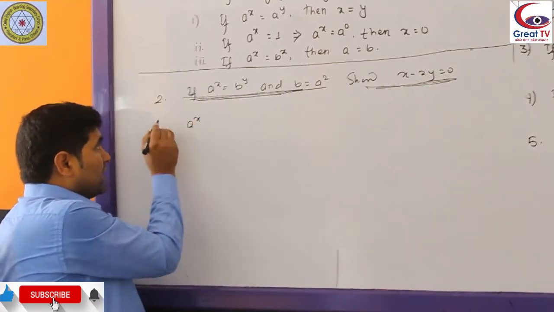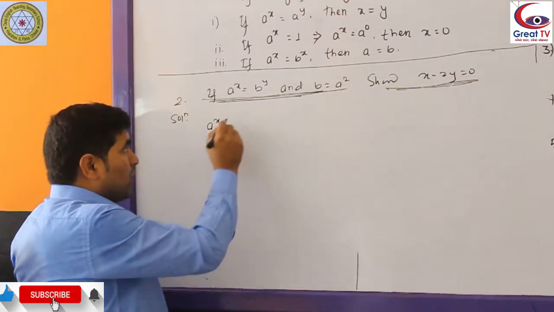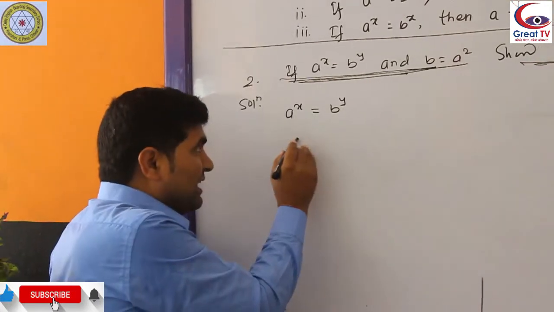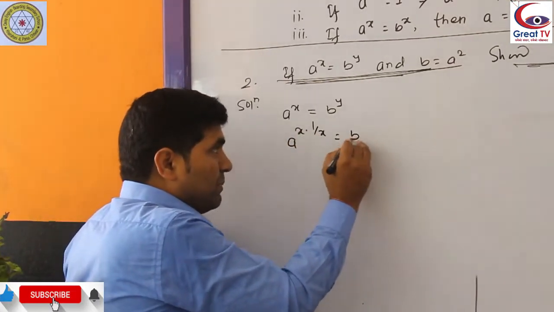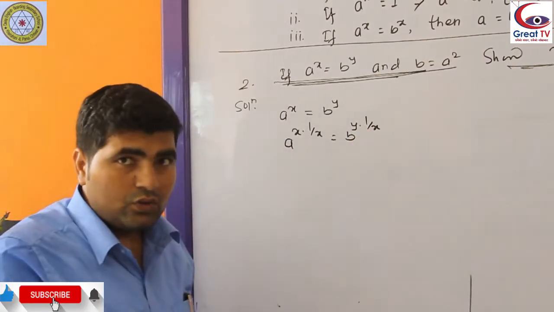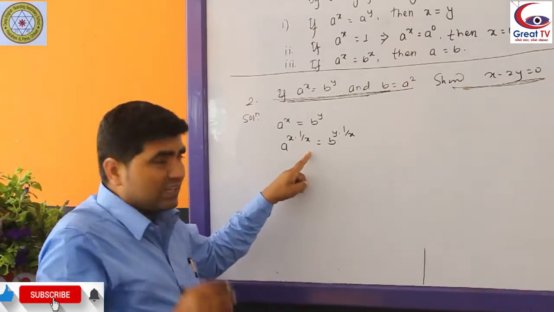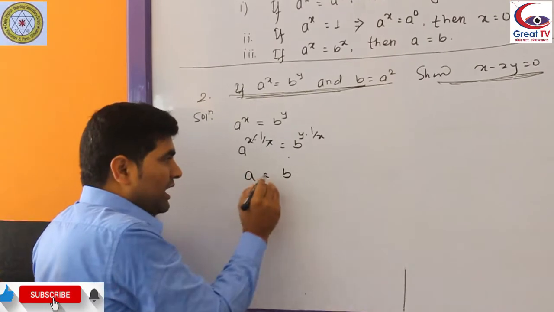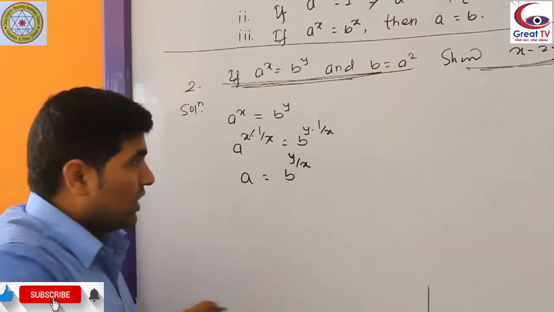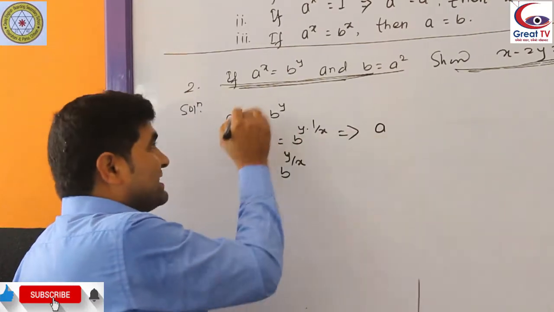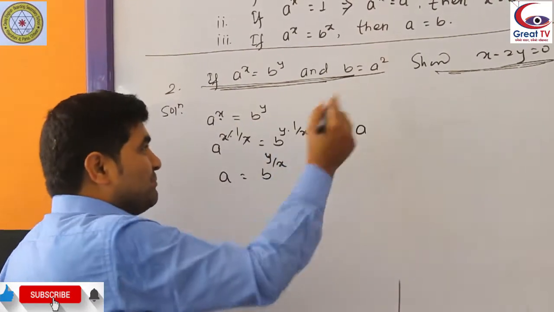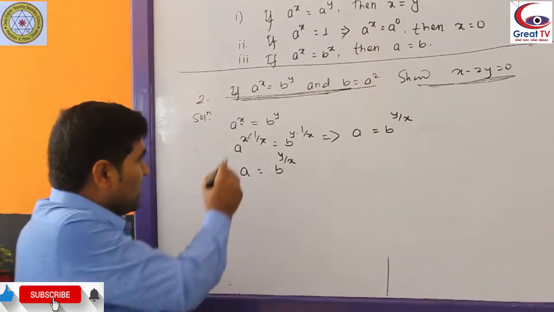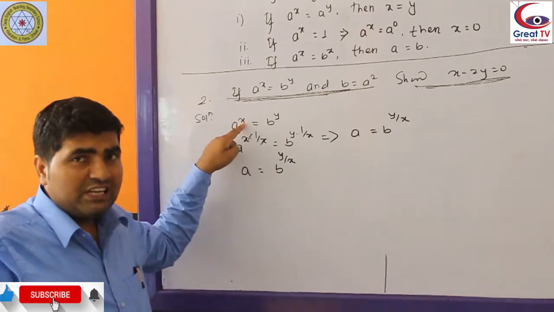First of all, the solution: a power x equals b power y. We can write a power x, dot 1 by x, equals b power y, dot 1 by x. We multiply both powers by 1 by x. Now x times 1 by x is 1, so a equals b power y by x. Or directly you can write, a power x, take the reciprocal power, a equals b power y by x.